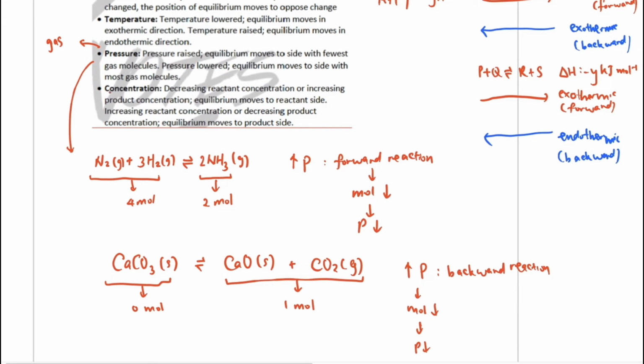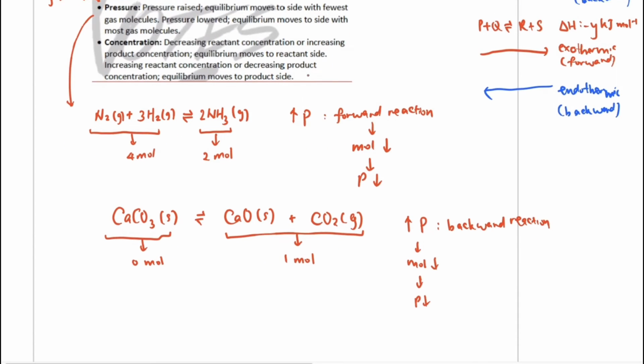Okay, now concentration. Decreasing reactant concentration. How to decrease? Add water. You add water, then the concentration decreases. Or increasing product concentration: add more product to the products. Then equilibrium moves to the reactant side.